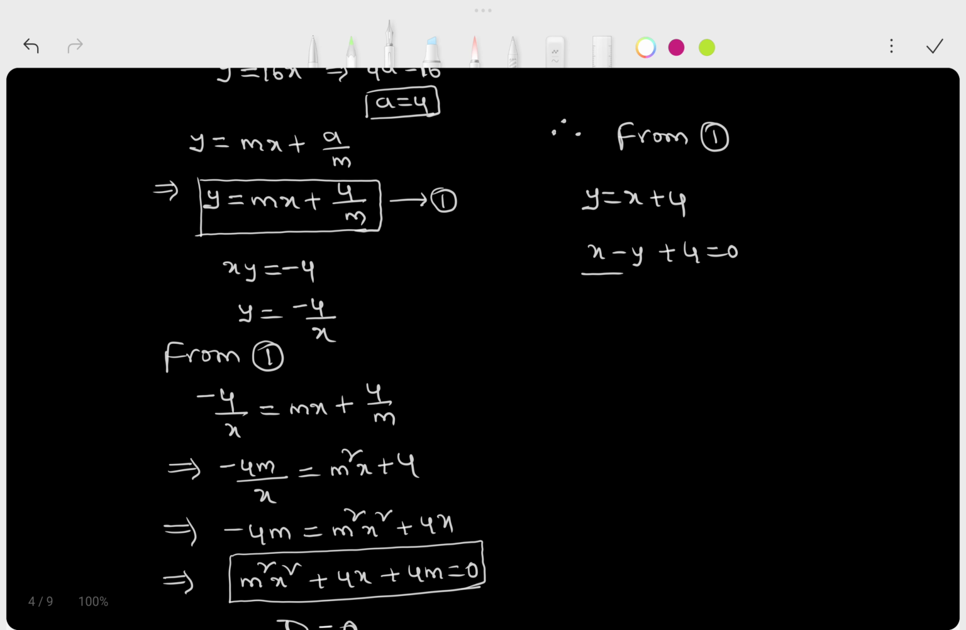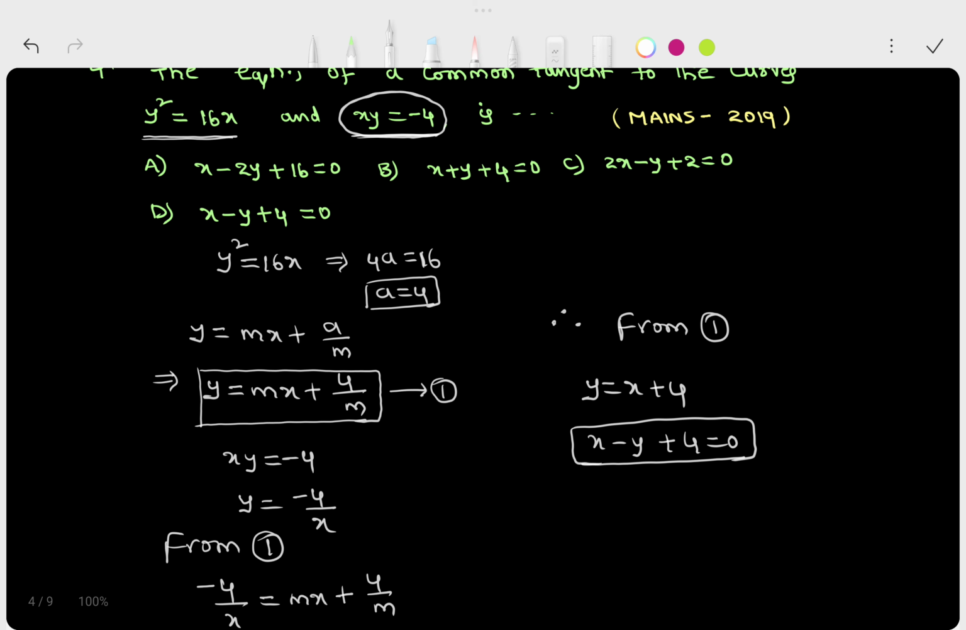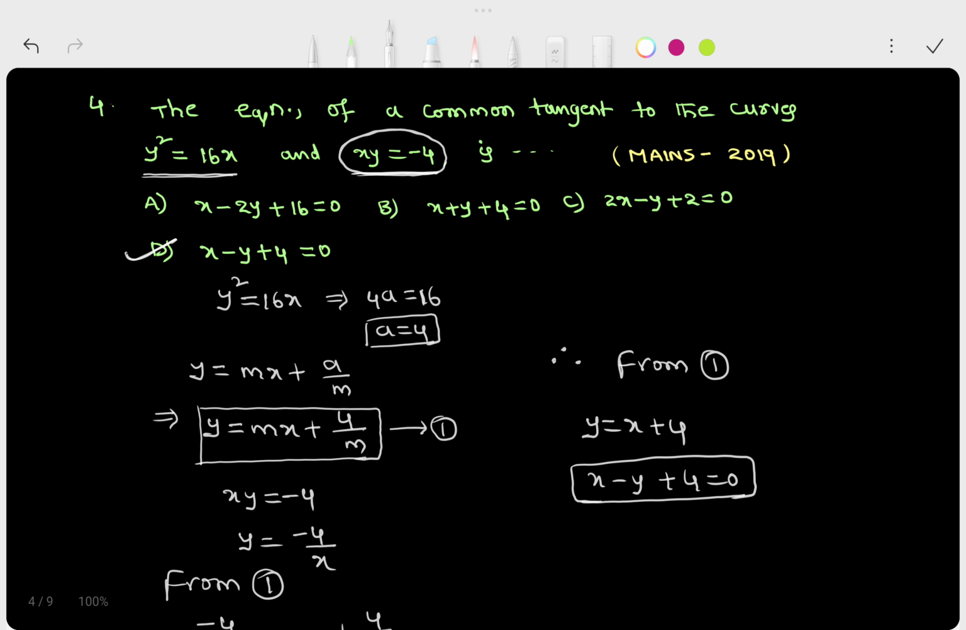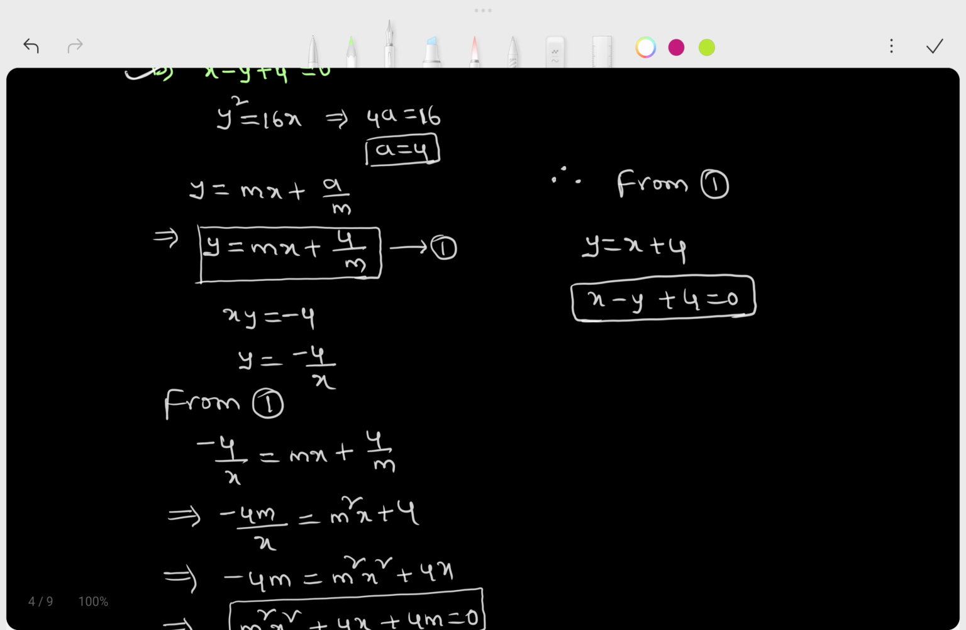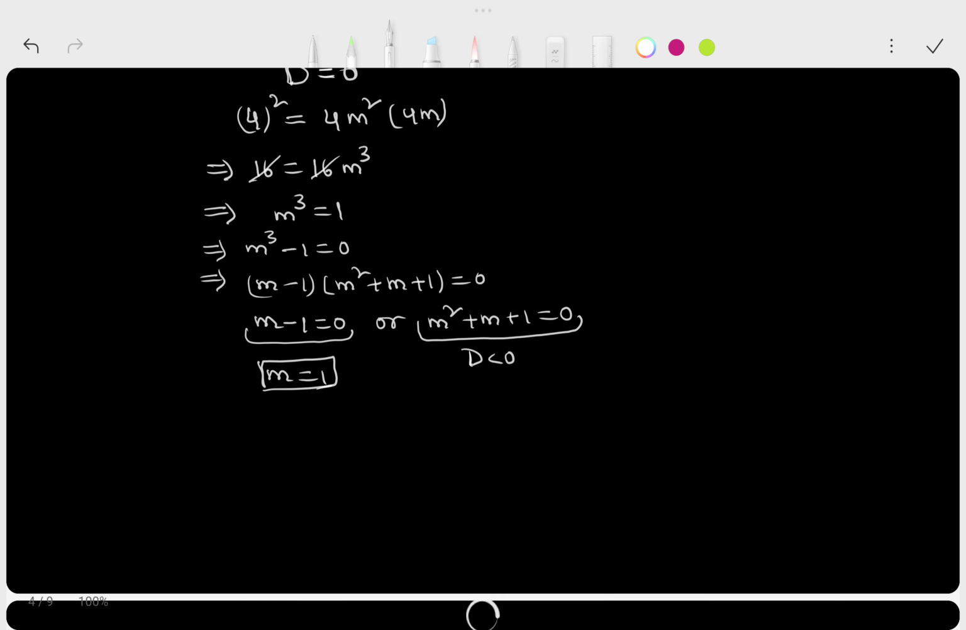Now you see the given options. Which is the correct one among the given options? x minus y plus 4 is equal to 0. So your right answer will be D. I hope everyone is clear. This is the Mains 2019 question. Okay, so now we will go to one more question in this same model.